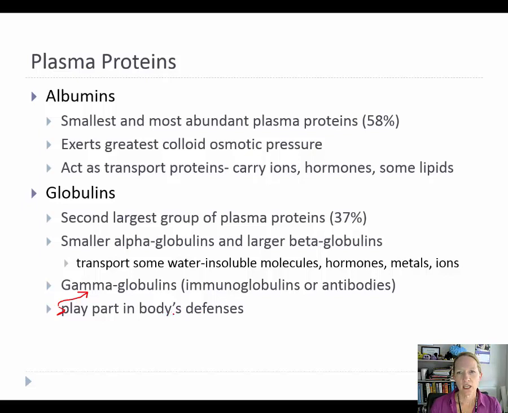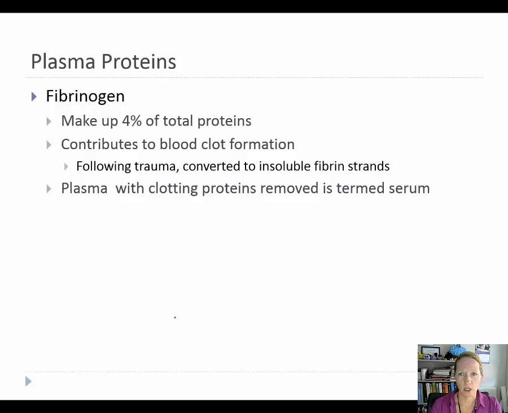Let's take a look at the last plasma protein that we'll look at, fibrinogen. Fibrinogen makes up about 4% of total proteins. They play a huge role in clotting. Not only does calcium play a role in clotting, remember we talked about calcium in chapter 17, so do platelets, but so does fibrinogen. We'll talk about that when we get to hemostasis later on, and its importance in converting these insoluble fibrin strands.